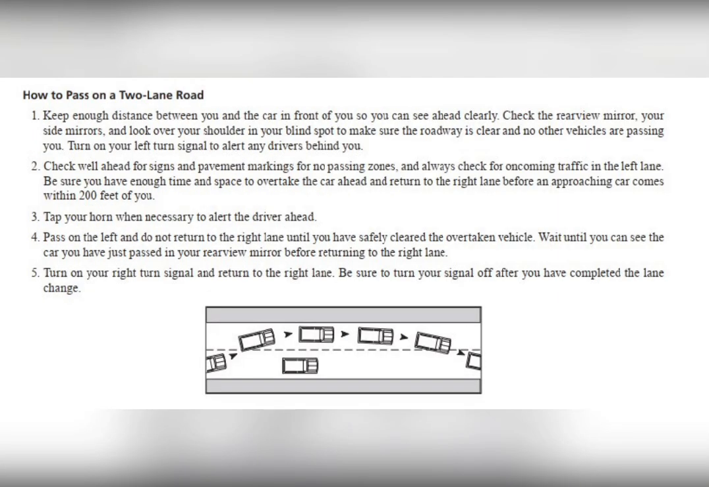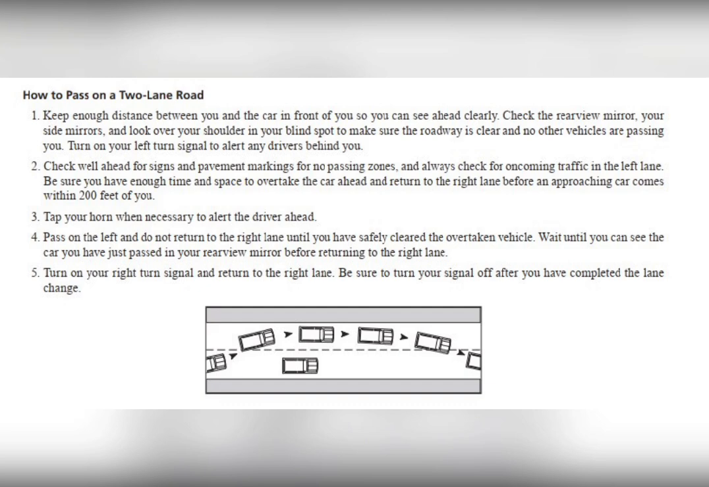How to pass on a 2-lane road. 1. Keep enough distance between you and the car in front of you so you can see ahead clearly. Check the rearview mirror, your side mirrors, and look over your shoulder in your blind spot to make sure the roadway is clear and no other vehicles are passing you. Turn on your left turn signal to alert any drivers behind you.